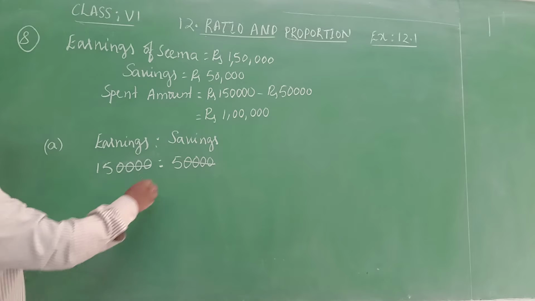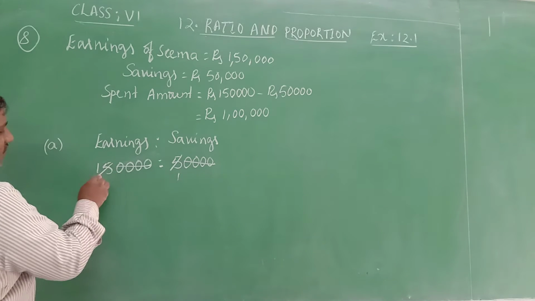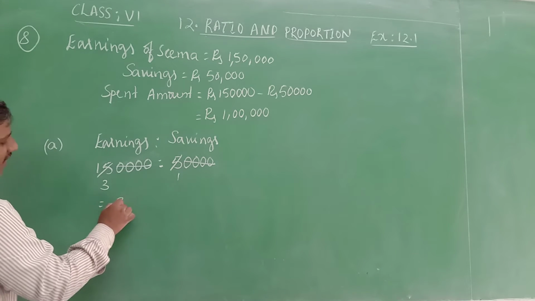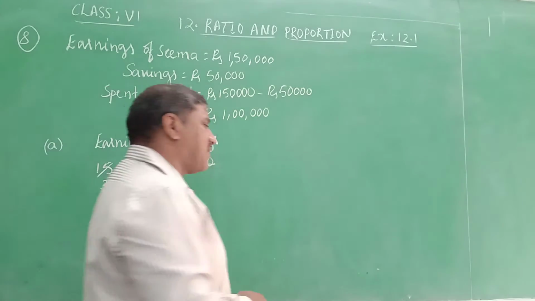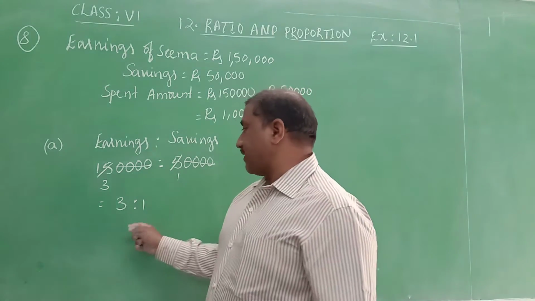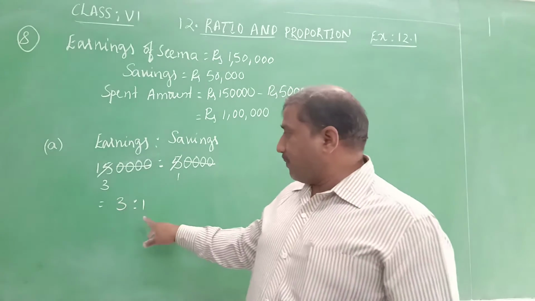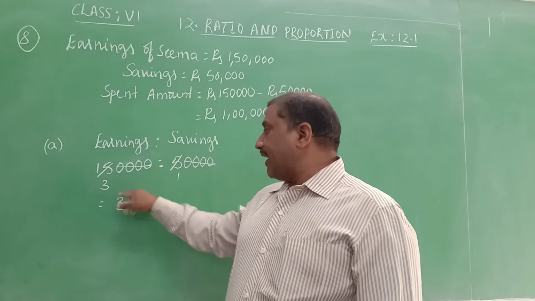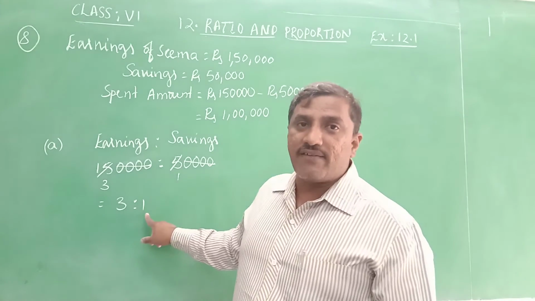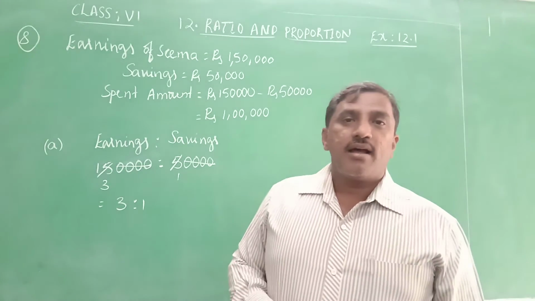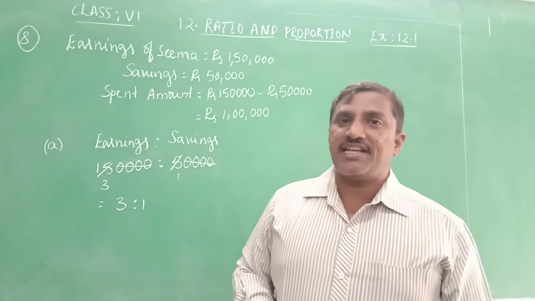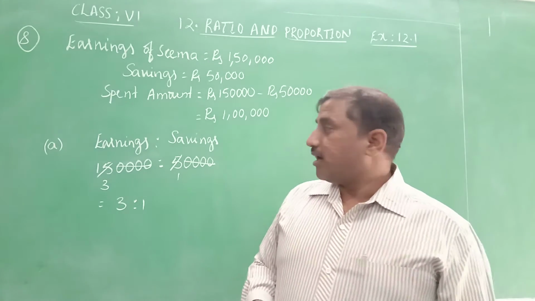Both are multiples of 5. 5 ones are 5, 5 threes are 15. Therefore, the ratio is 3:1. It means that out of 4 rupees, her income is 3 rupees. In that, her savings is 1 rupee, and the remaining 2 rupees is her spent amount, that is expenditure. Is it clear?